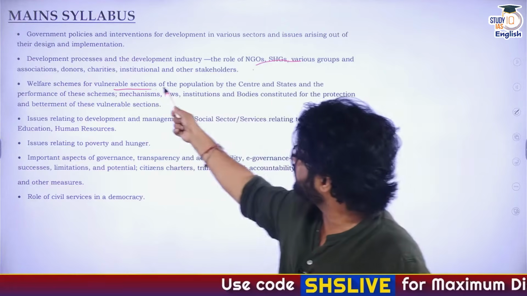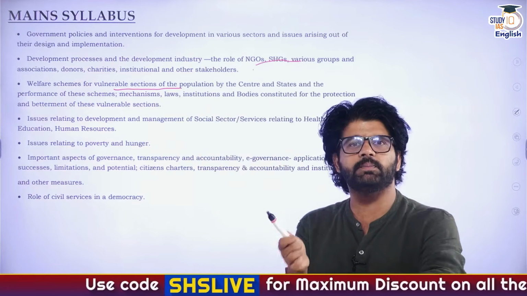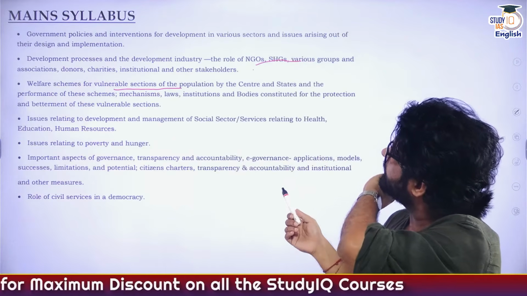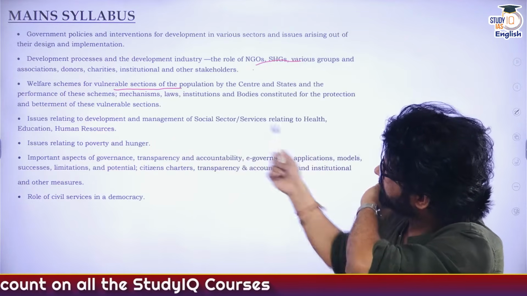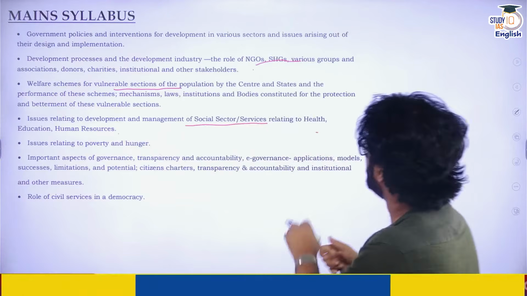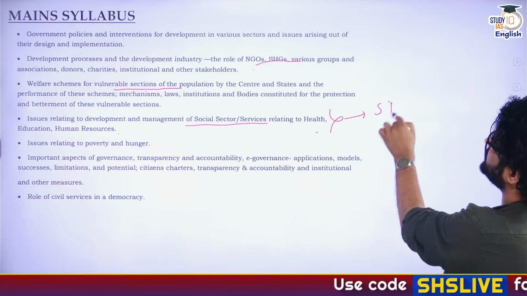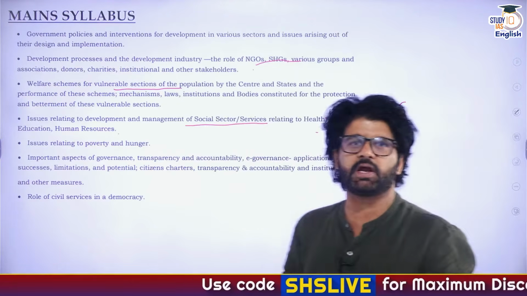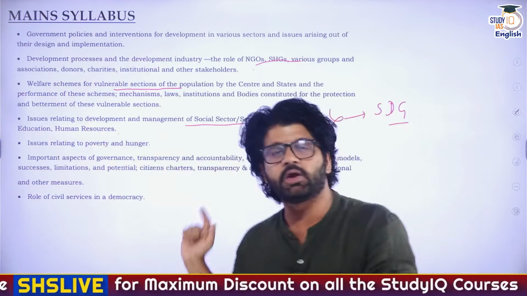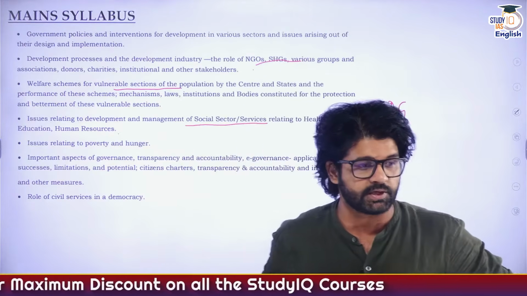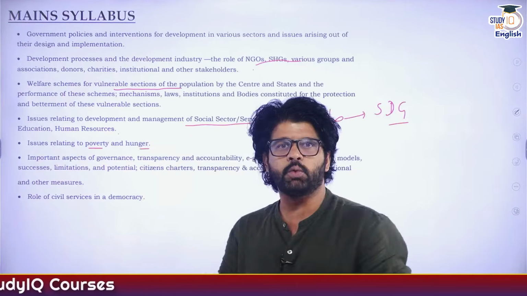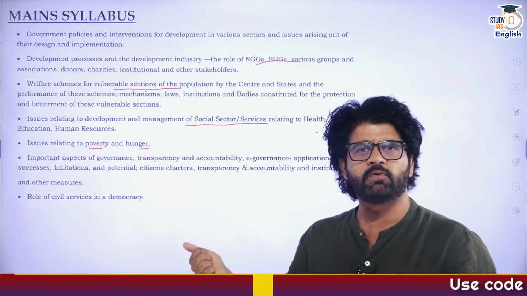Welfare schemes for vulnerable sections: when we are talking about Divyang people, even women, different schemes related to them, child, and all those things. Issues related to development and management of social sectors: health, education, human resources. Here you also have to look into SDGs. 17 goals, 169 targets. Which particular SDG relates to health, which relates to education? Again, if you know it, post it in the comment section. So hope you're understanding.